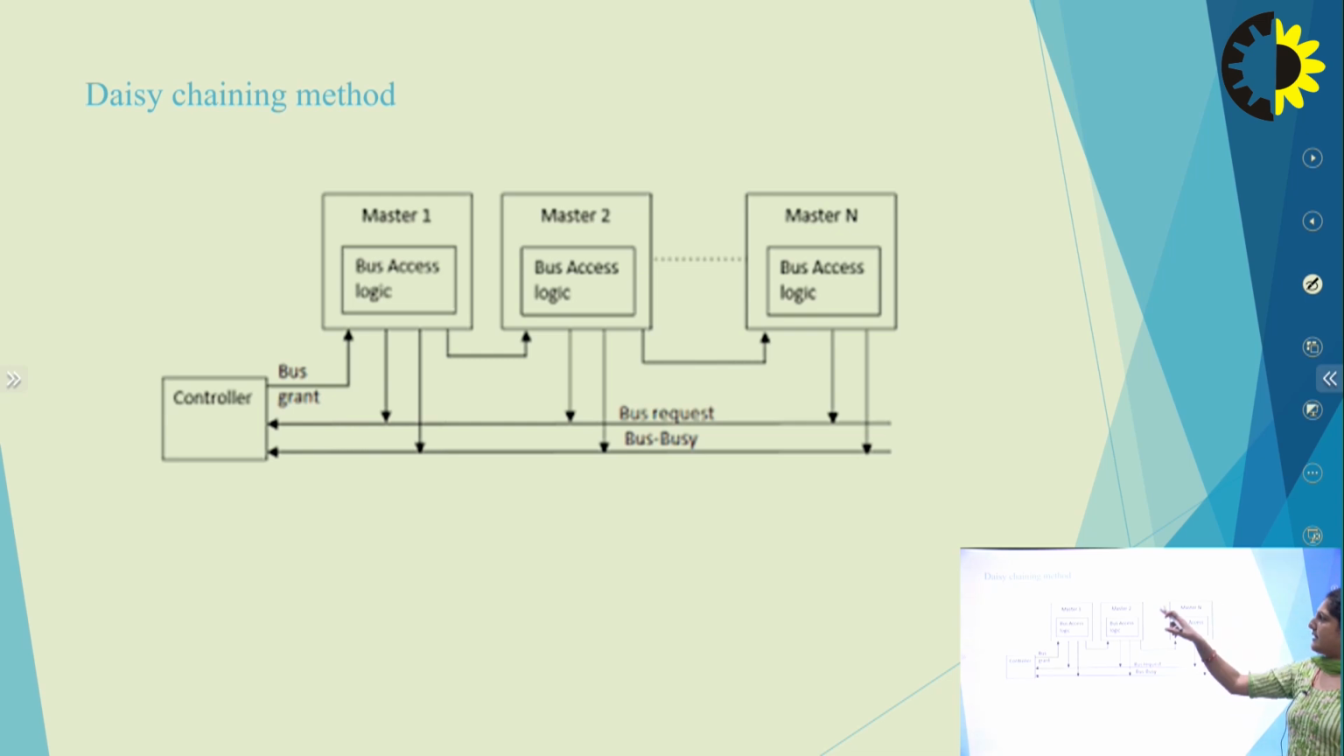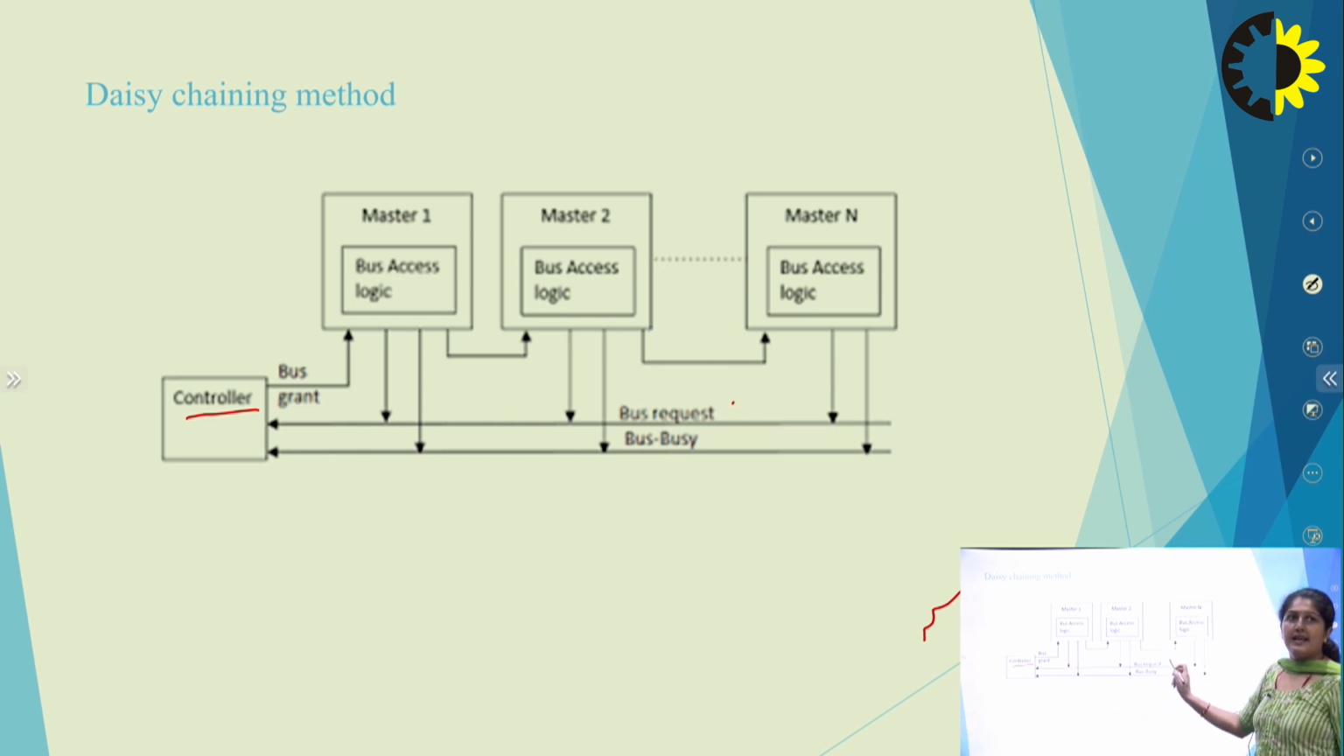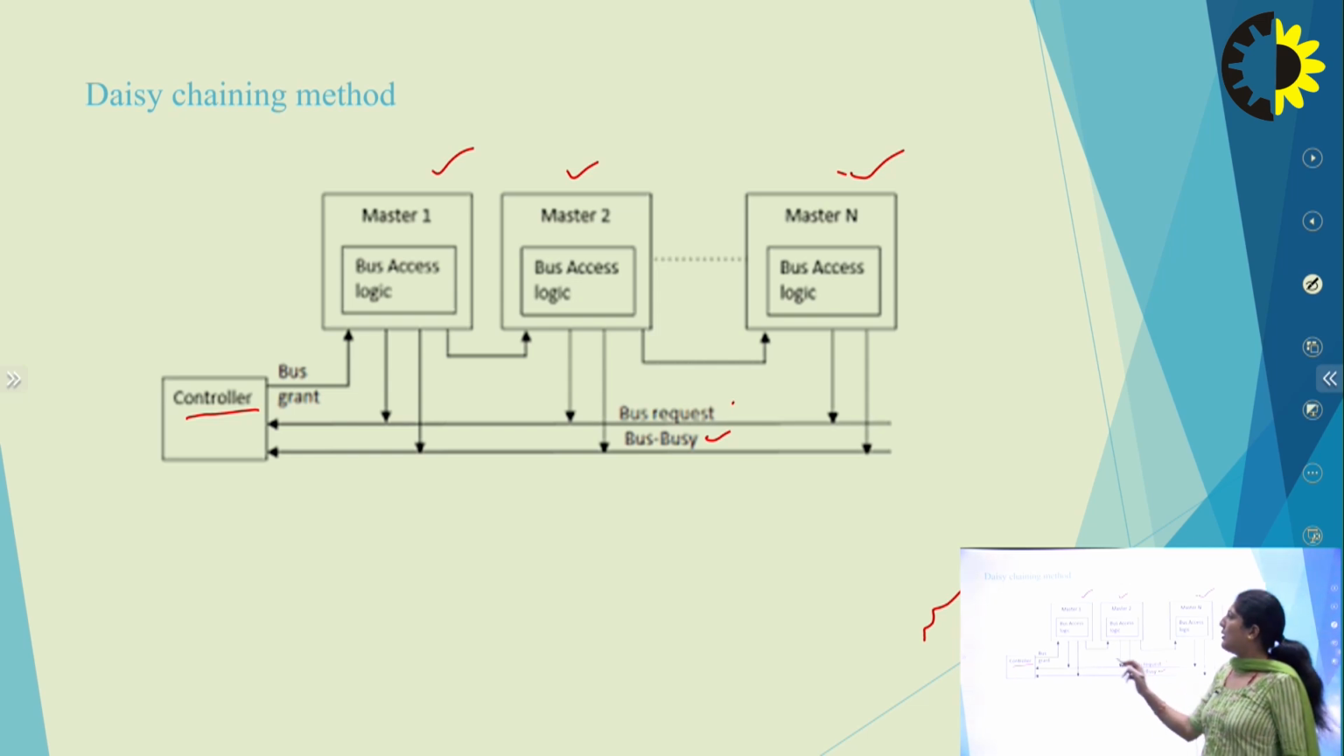This is a model of the daisy chaining method, where there is a bus controller, or bus arbiter, with one bus grant line, one bus request line, and one bus busy line. There are n devices connected to these lines, device 1, device 2, up to device n. The controller will decide which of them he wants to make the master.